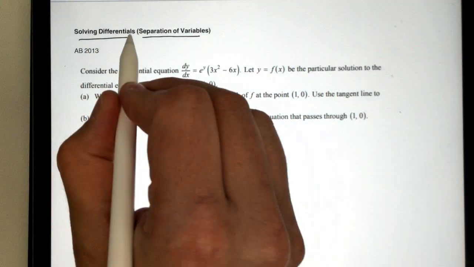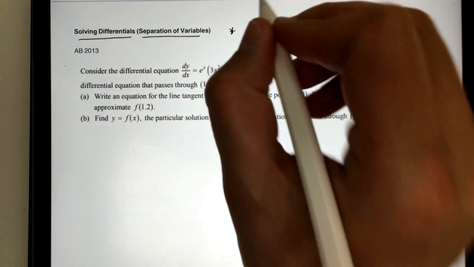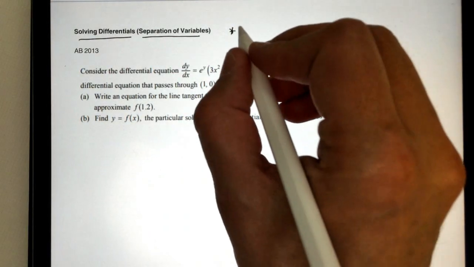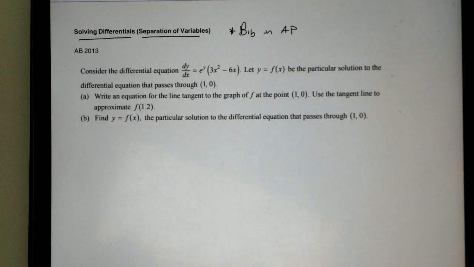Anytime you have solving differentials, separation of variables, these are the ones where you want to put your x's to one side and your y's to the other side. These are big on the AP. You definitely want to be able to do one of these.